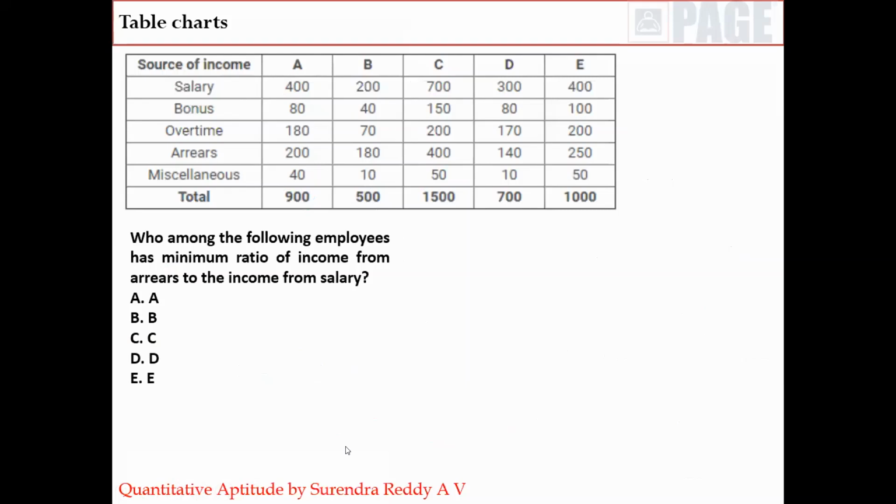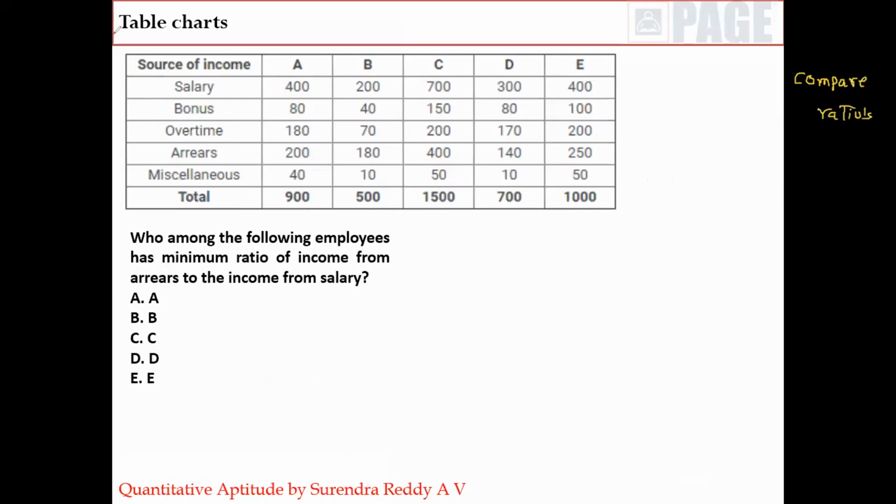Okay, next question, guys. Who among the following employees has a minimum ratio of total income arrears to the income from salary? So we should have a minimum ratio. So guys, it is very tough to compare ratios, right? Is it easy to compare ratios?